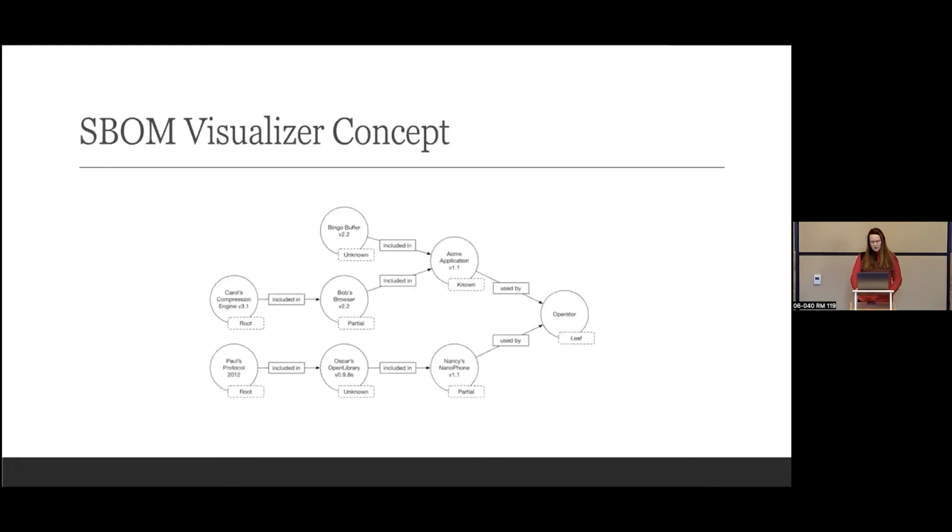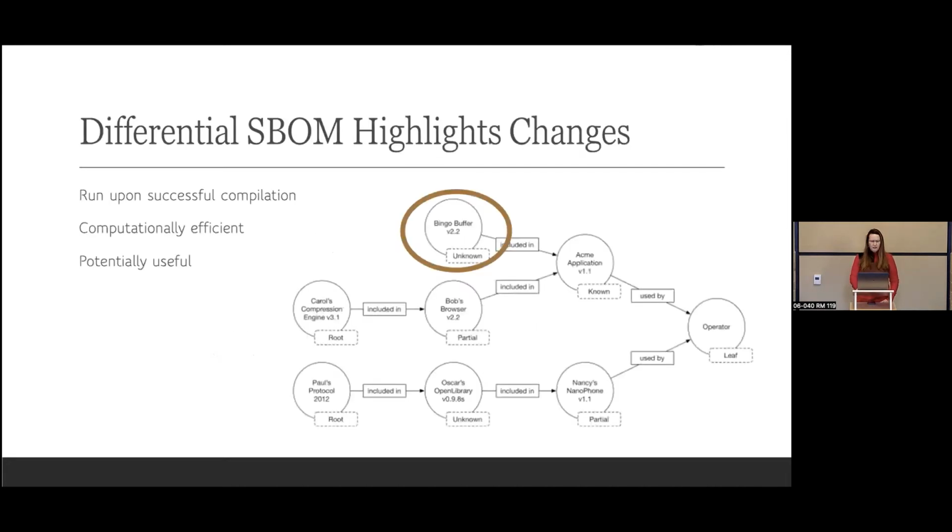So our SBOM visualizer concept is like this, so that you can simply look at it and tell what is connected. There's not a visualizer right now. The other thing we are looking at is a differential SBOM, so that when your code is changed, particularly open source code by third parties, the developer can just look and say, hey, bingo buffer was added and I don't need bingo buffer. Why is there bingo buffer in there? Or if you are a purchaser, and I'll talk about that later.